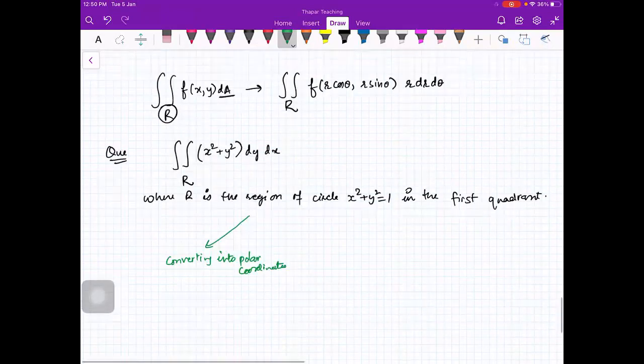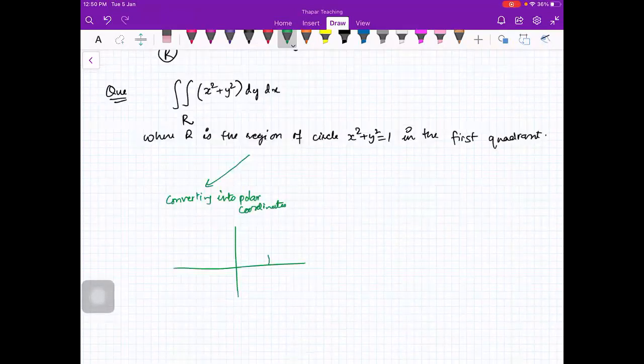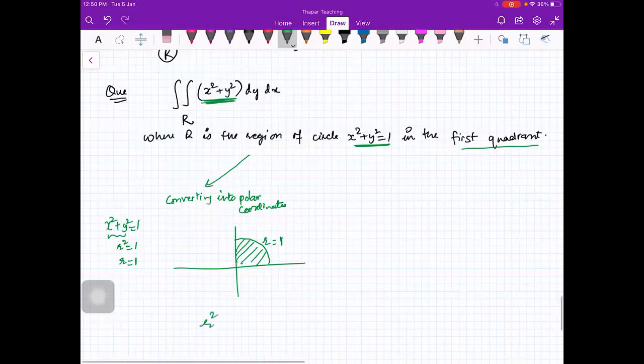If you convert it into polar coordinates, what is your region R? Region R is x square plus y square equal to 1, which means R square equal to 1. So this circle is R equal to 1, and we are just worried about the first quadrant. So this is your region of integration. Fine. What you will do, you will write x square plus y square as R square, and in place of dy dx, you will write R dr d theta.